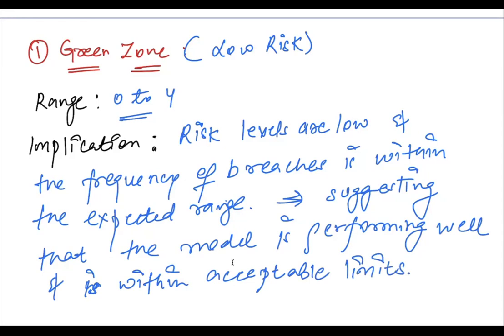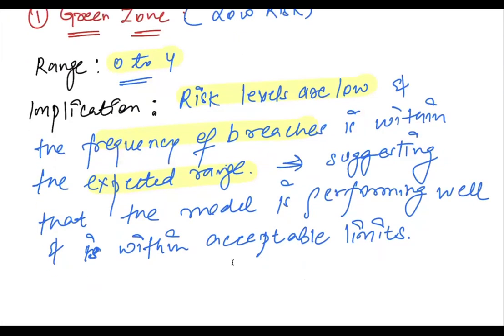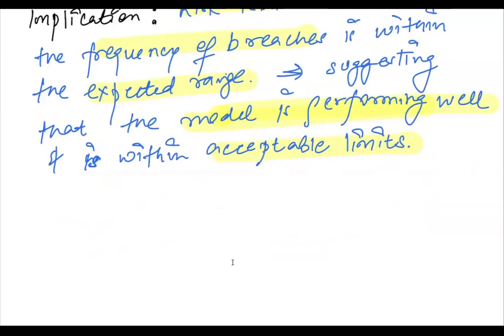So always remember, what does the green zone mean? It basically implies that the risk levels are low and the frequency of breaches is within the expected range. What is the expected range? 0 to 4. So when the breaches are within the expected range, it basically means that the model is performing well, and the number of breaches is within the acceptable limit. So it means that, okay, you are good to go. You don't need to worry about the model.